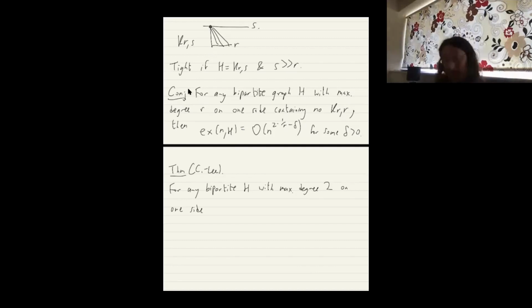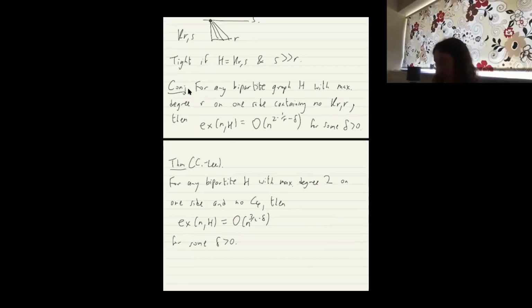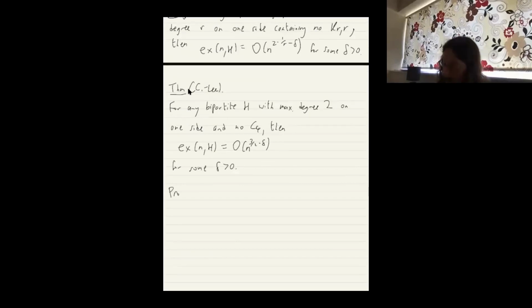On one side and no C4, so not containing a copy of K_{2,2}, this does actually hold. Then the extremal number of H is big O of n^(3/2 - delta) for some delta greater than 0. And the proof idea, I'll say just a short line about it. It is a sort of structure versus randomness idea, which is used a lot in additive combinatorics, and sometimes in graph theory, but less so.